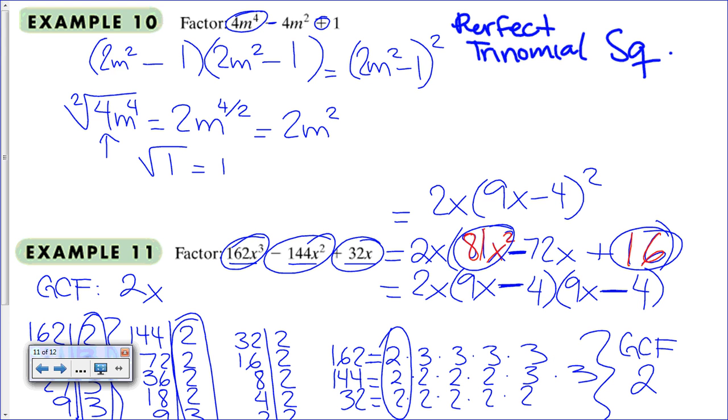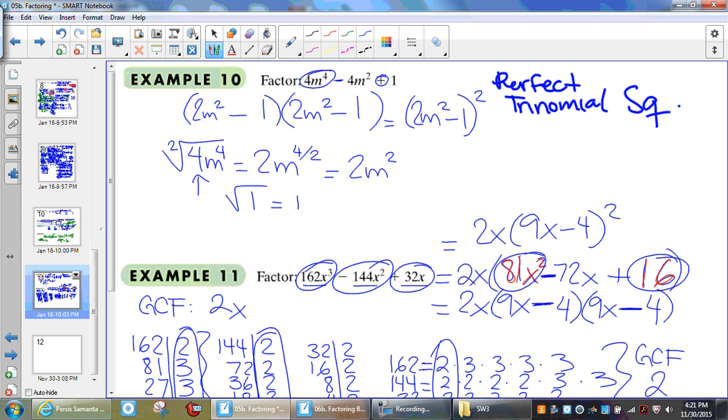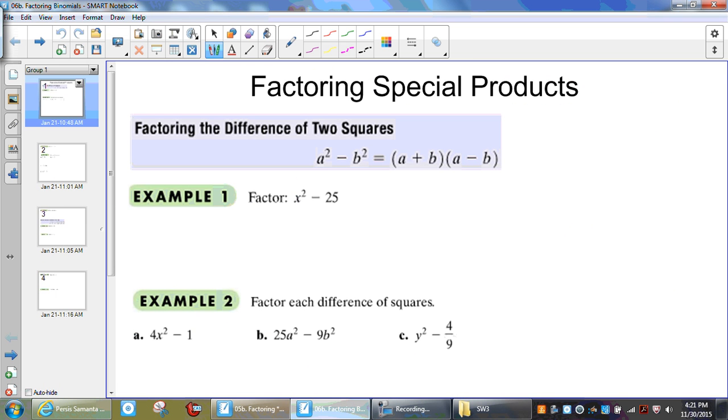And that is the end of the slides. Now what I want you to do is to take out some notebook paper, and we're going to go over other things. And so this is what you're going to title: Factoring Special Products.